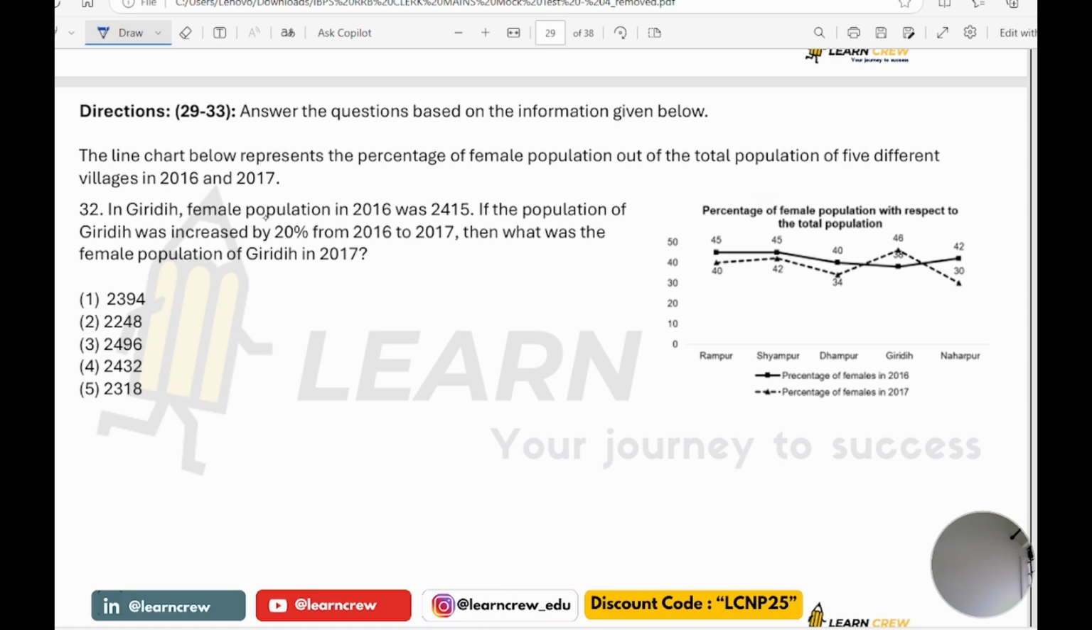in Girirdi, female population in 16 was 2415. The population of Girirdi was increased by 20% from 16 to 17. Then what was the female population of Girirdi in 17? So if 46% is 2415, then 100% would be how much? 5250.